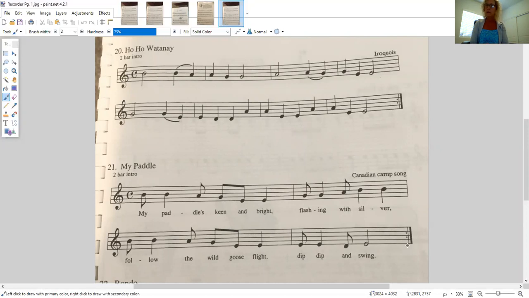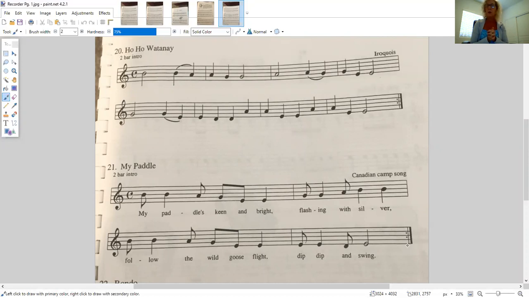And now I'm able to play the song. So my suggestion would be print this out, okay? And as I said, these will be available for you right underneath the video that I'm doing right now so you can print out your pages.